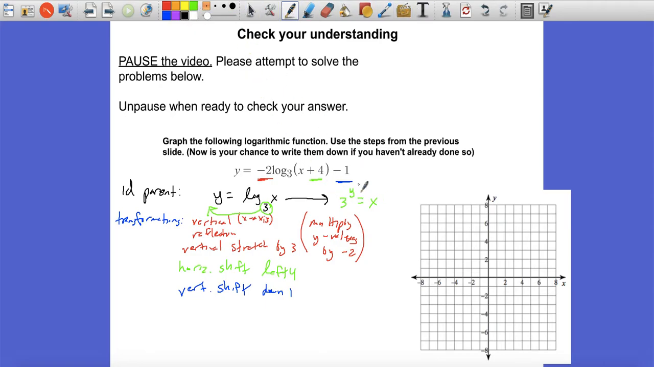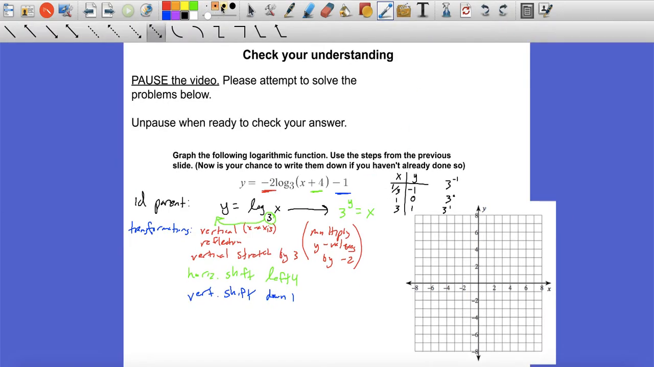And now, to plot the points of that parent function, I need to make an xy chart using the y values rather than x's. Since the y is in the exponent, that's the one I'm going to plug in from 0, -1, and 1. Got 3 to the negative first. That would be 1/3. So x value of 1/3, y value -1. That's our first point. Second point, 3 to the 0. That would be 1. Third point, 3 to the first. That would be 3. So we have these 3 points: 1/3, -1; 1, 0; and 3, 1.